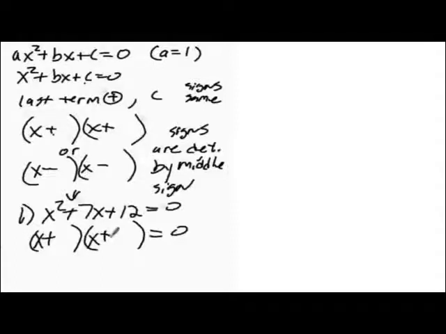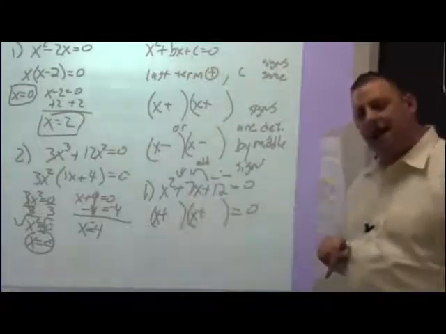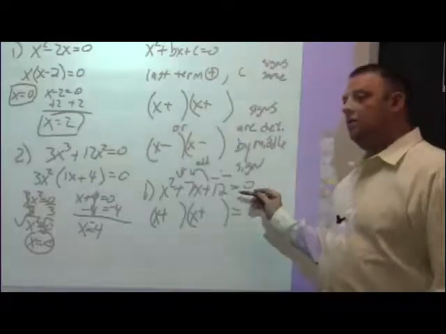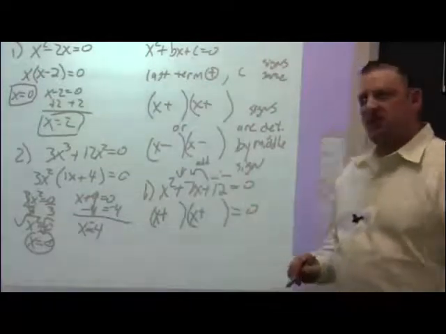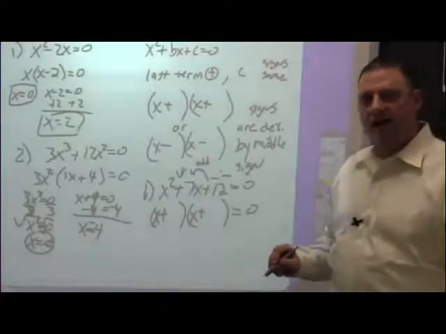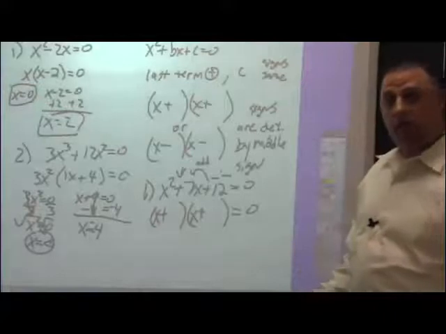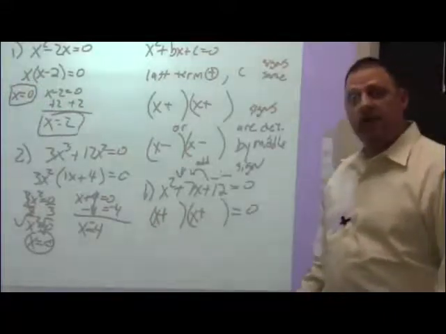Here's what I do. I go to that last number and I go, what times what is that last number? But since this is a plus, adds to this number 7. We're going to not worry about the sign too much because we already got that taken care of. What times what's 12, but adds to 7? 6 and 2? No, that's 8. 1 and 12? No, when you add those, that's 13. Let's see. Oh, 4 times 3 is 12. 4 and 3 add to 7.